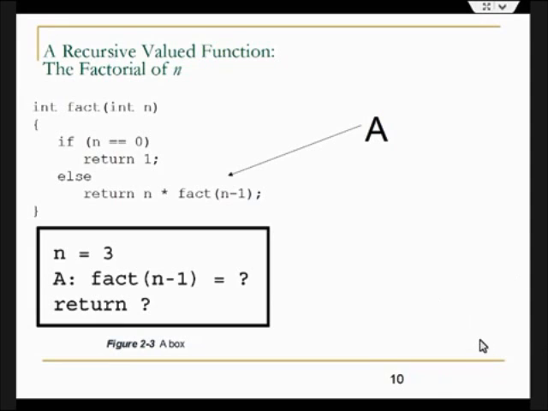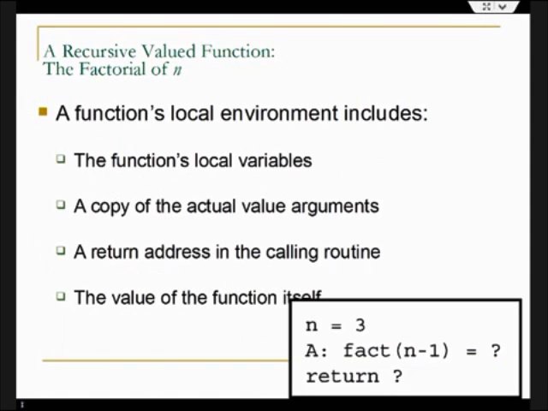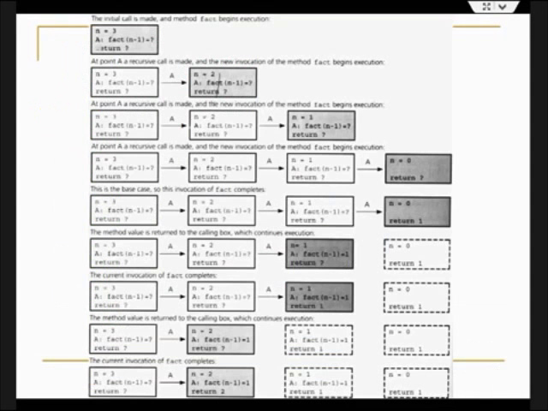So a particular box is like n is 3, and the answer is factorial of n minus 1 equals what? We don't know yet. We call the return. Then it goes on to the next level. A function's local environment has the local variables, the actual arguments, the return address of the calling routine, and the value of the function itself. So you can see that this will go from here to here to here to here, and then return, return, return. So that's what's going on there.